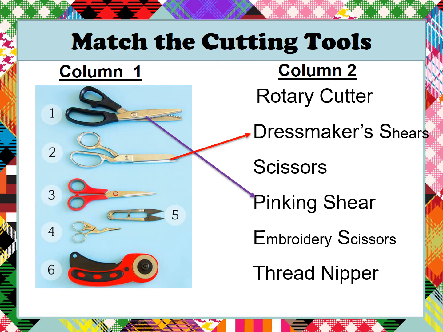Let's look at number 3. What type of cutting tool is that? Somebody say scissors. Yes, it's a pair of scissors. Let's look at number 4. What type of cutting tool is that? Oh, yes, it's an embroidery scissors. Number 5 is a thread nipper. And number 6, as you can see, that would be a rotary cutter. Very good, students.